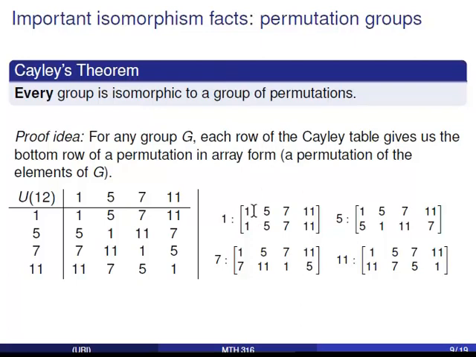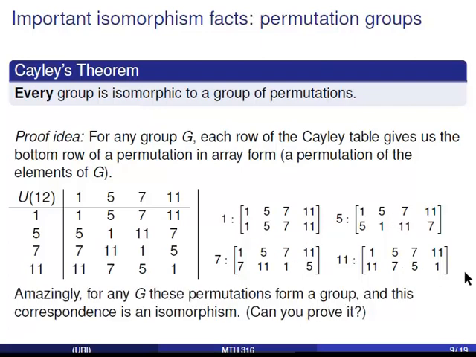Specifically, what I'm going to do is list the elements of my group. In this case, I'm talking about U(12). I'm listing those elements across the top of my array, and then I'm going to take each row of the Cayley table and put it as the bottom row in one of these permutations. Now, the amazing thing about this is that these permutations form a group. You can do a little work yourself to try it out. And this correspondence, taking each element and mapping it to the permutation that uses its row of the Cayley table, is a group isomorphism.